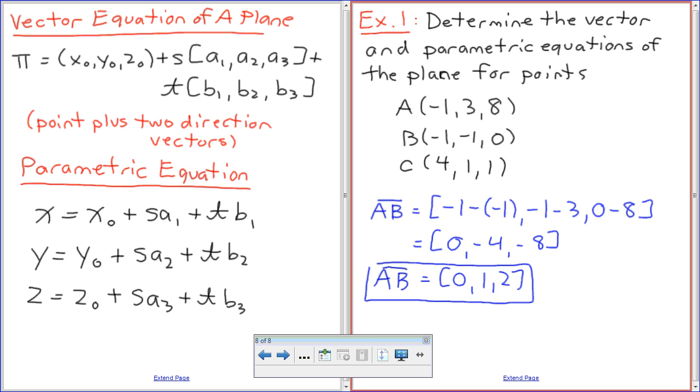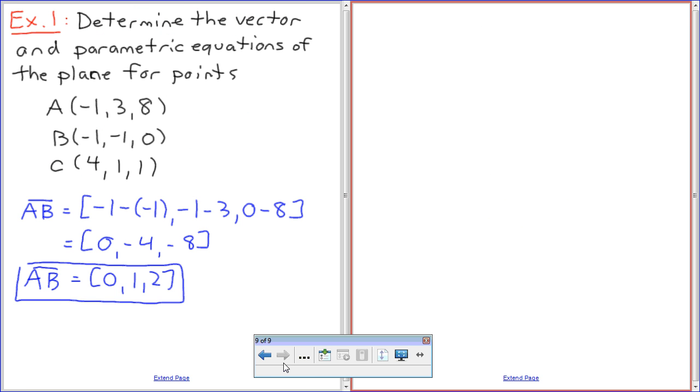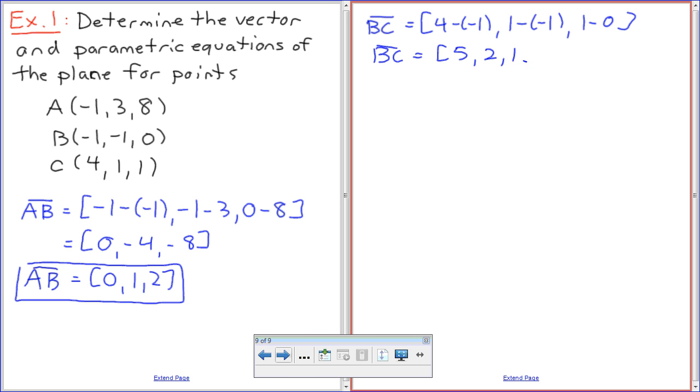All right, Haley, back to you again. Can you find vector BC for me, please? I did 4 minus -1. Yeah. 1 minus 3. Which should be 5, 2, 1. Did everyone get that? You can't put that in your... No, we can't divide, and we wouldn't want to. We want integers for sure for those.